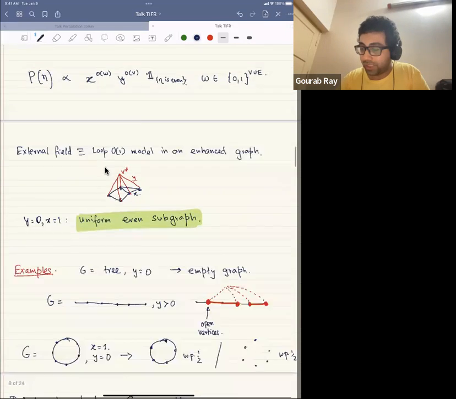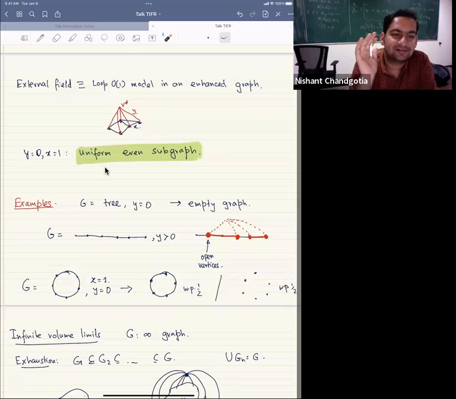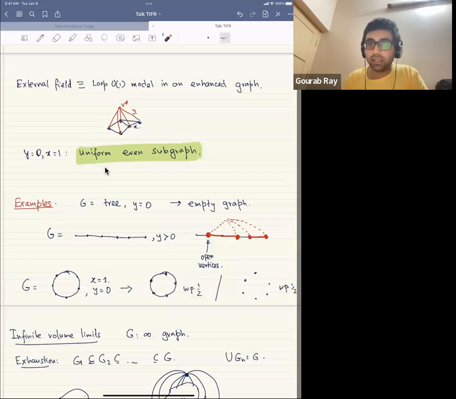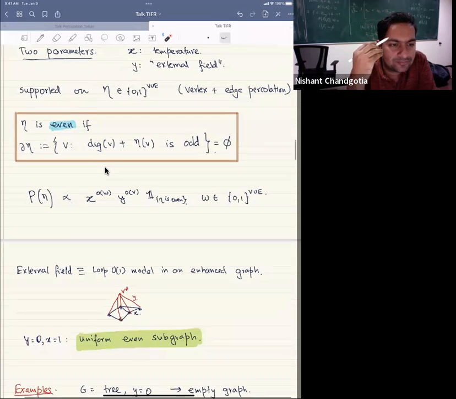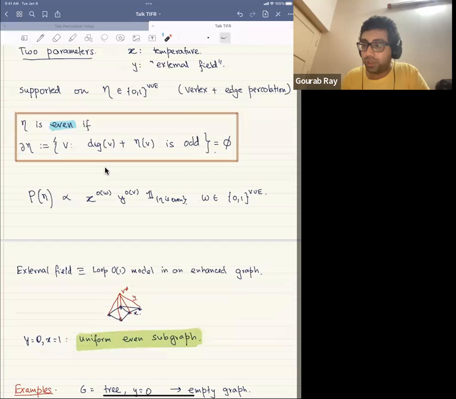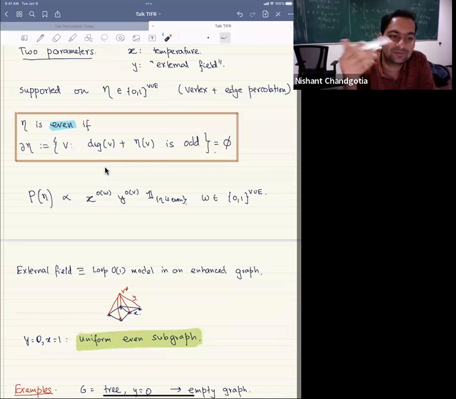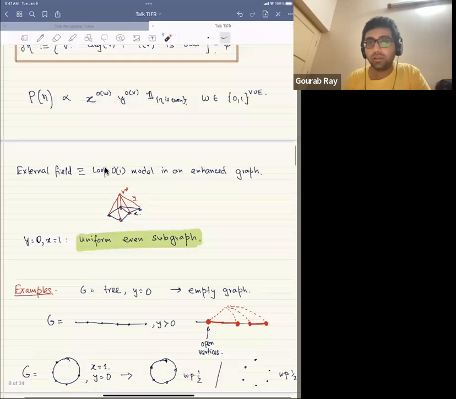So let's look at a few simple examples. Sorry, so yeah, even subgraph just means that the degree of each vertex is even, right? Exactly. So y is 0. So in this case, you don't need the complicated definition. Can you go up a little bit? So here, just to do a sanity check so that I understand, what is O of W? O of W is the number of open edges. So if x is 1, then it is just going to count 1, and so it's just going to be the uniform. Okay, I understand. It need not even be connected. No, it need not be connected.